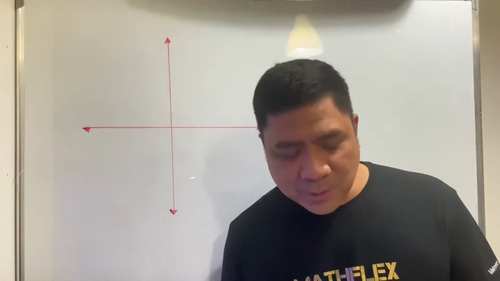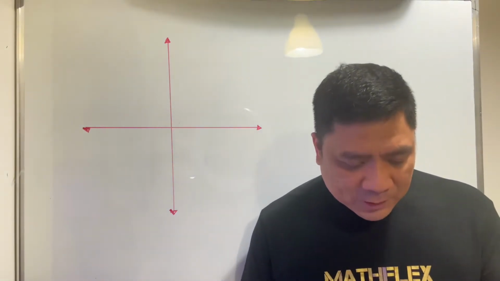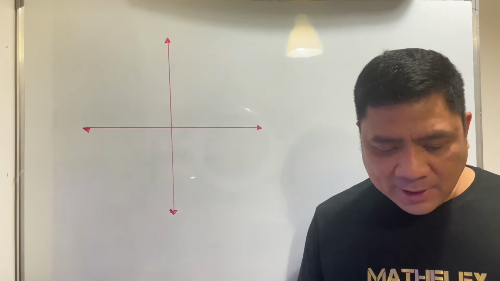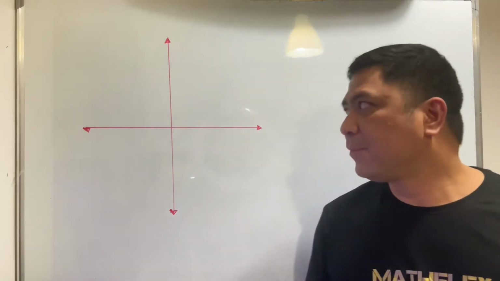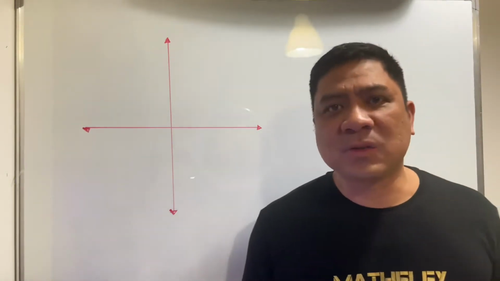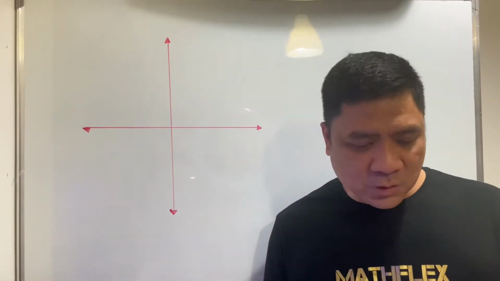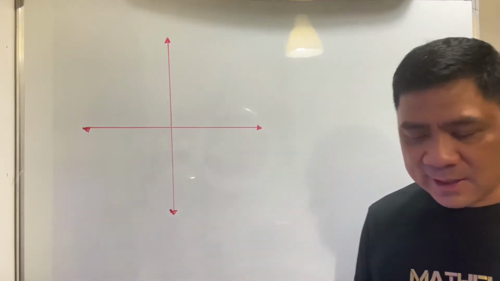So let's have this problem. Find the distance between points (1, 5) and (6, 3). We have 2 points here. The problem is asking us what's the distance between these 2 points: (1, 5) and (6, 3).